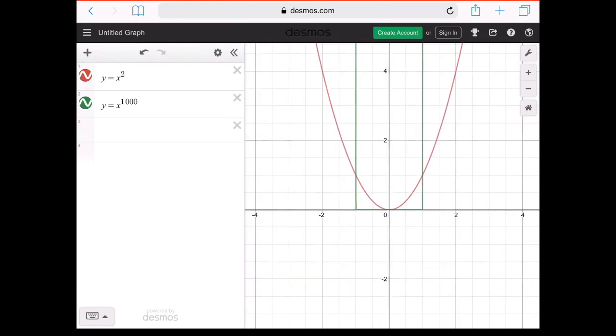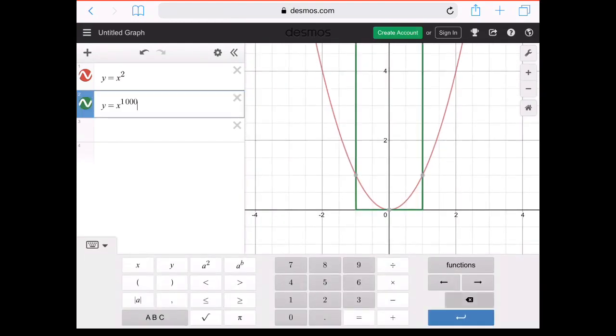However, as x gets bigger, it takes off quite a bit faster. Probably not going to be dealing with ones that are 100 and 1000, but the idea is that it's an even number, like 16. It's flatter around the origin, but takes off a lot faster as x gets larger or smaller. So we're going to be using that idea in our notes.